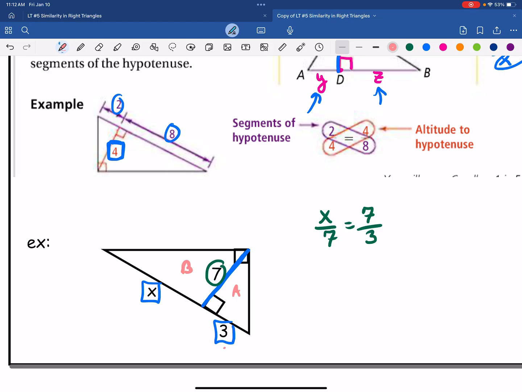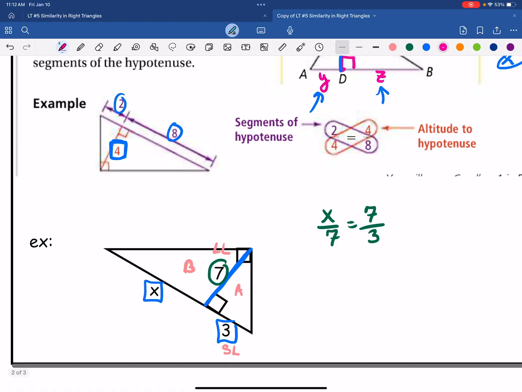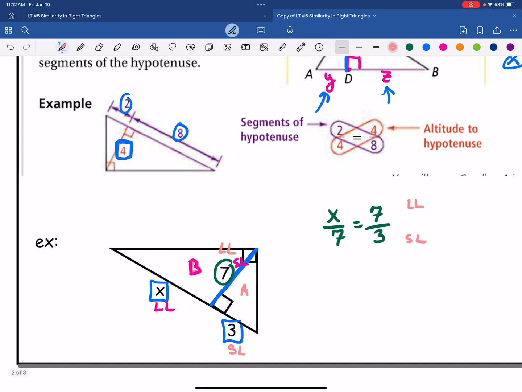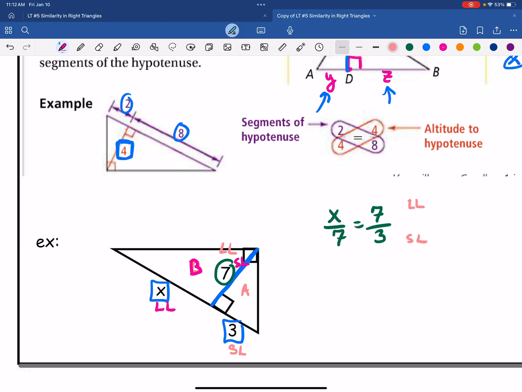In triangle A, I've got the short leg and the long leg. In triangle B, this is my short leg and this is my long leg. So I'm really doing triangle A, let's see, 3 and 7. 7 is the long leg, 3 is the short leg. And then with triangle B, X is the long leg, and this is the short leg. So you can look at it as long leg is to short leg, as long leg is to short leg of the 2 triangles A and B.